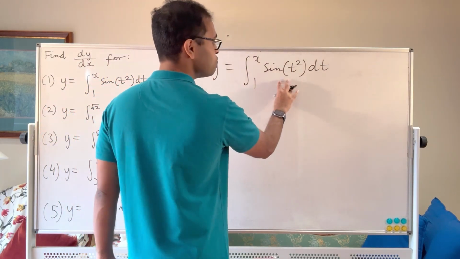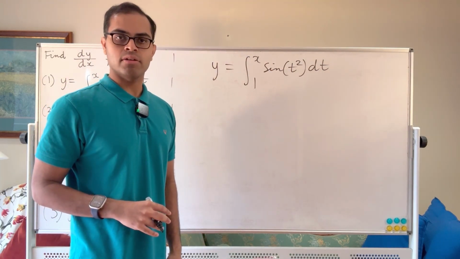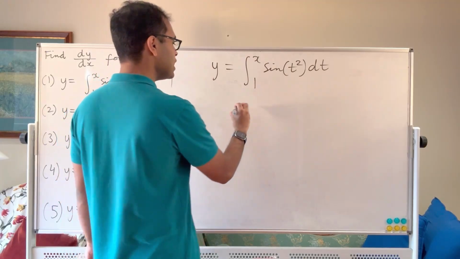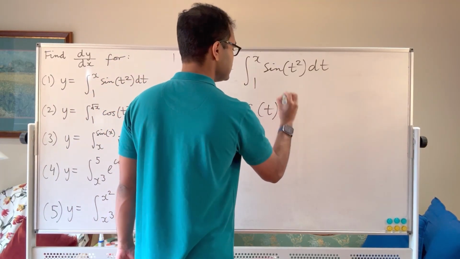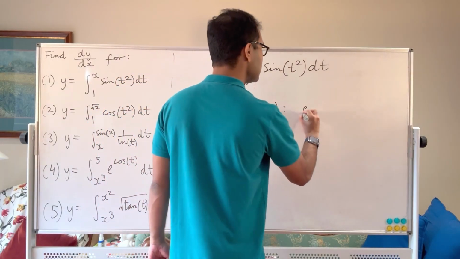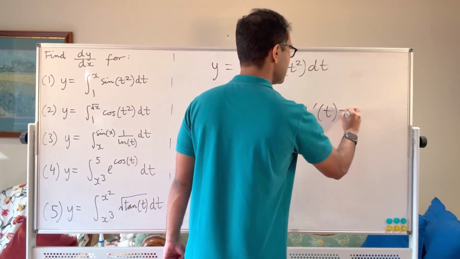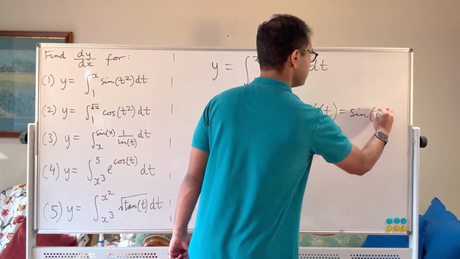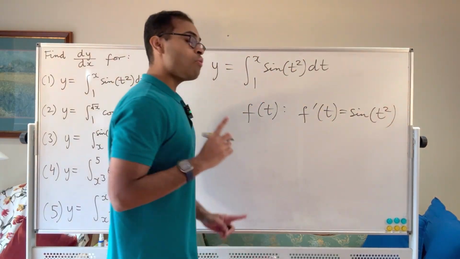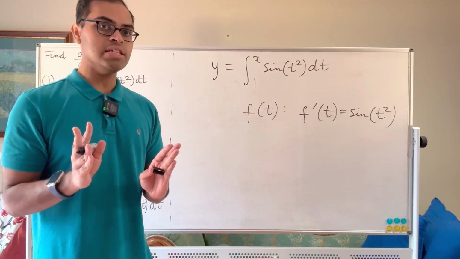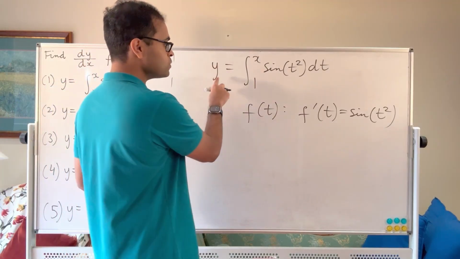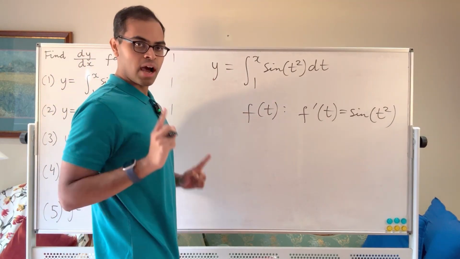Well, assume we could find the antiderivative of sine of t squared. Let's say that antiderivative is f of t. What that means is that if f of t is an antiderivative of sine of t squared, then f prime of t, the derivative of f of t, is just sine of t squared. Now once we've found such a function f of t, whatever it is, we don't even have to know what it is for differentiating y. We can express y in terms of f of t. How do we do that?